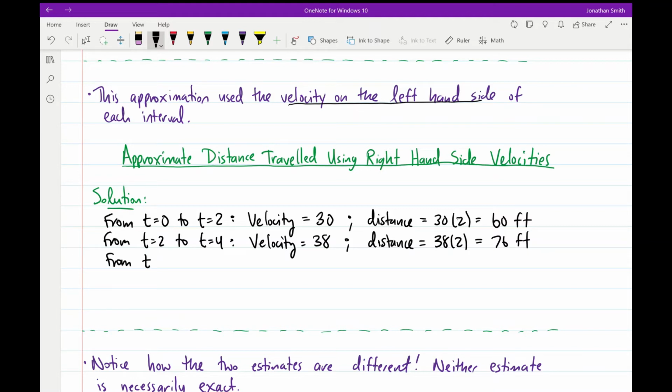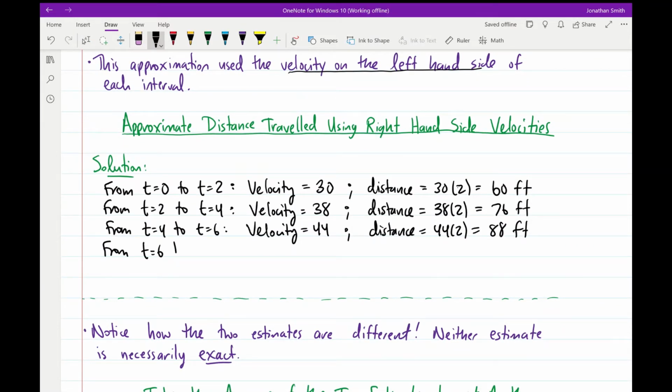We can go from t equals 4 to t equals 6. This time the velocity is equal to 44, and the distance is equal to 44 times 2, which is 88 feet. So if you want to go back and check these velocities, you can just pause the video or go back a few minutes in the video and look at the table and copy it down.